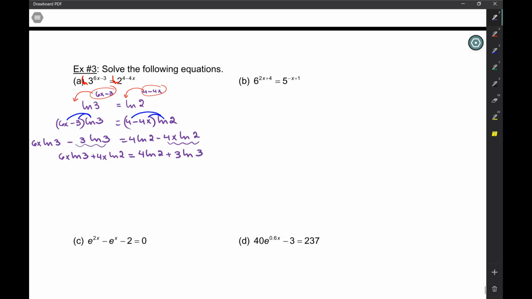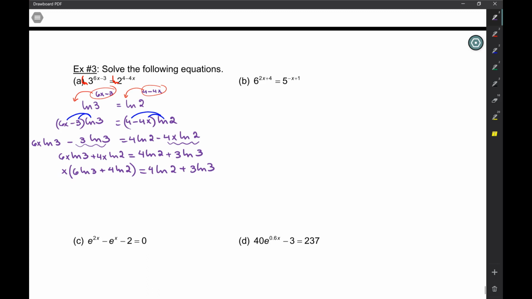We're almost there. Here, can I factor out an x? Yeah. So let's factor out an x. No, 1x, because I want to isolate x. If I factor out a 2x, I still have to divide by 2 later. I want to factor out the x only because I want to solve for x. I'm isolating the x. So this will be x times (6 ln of 3 plus 4 ln of 2) equals 4 ln of 2 plus 3 ln of 3.